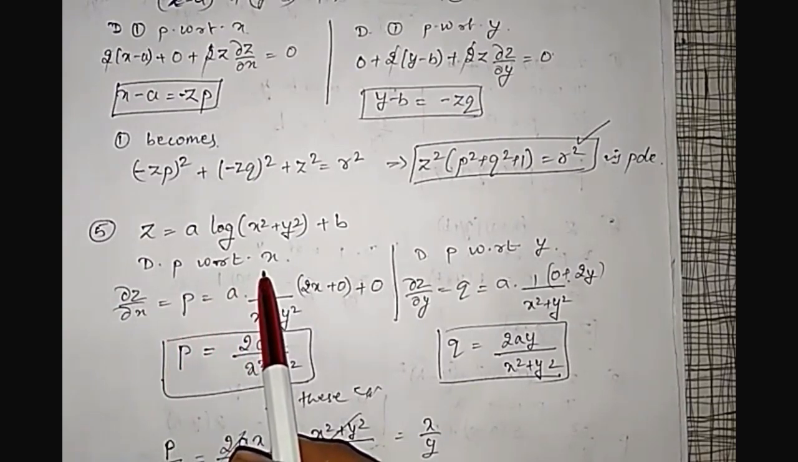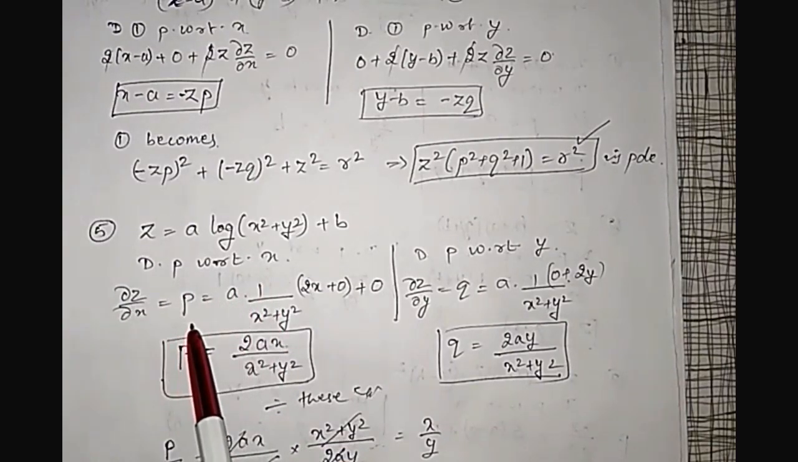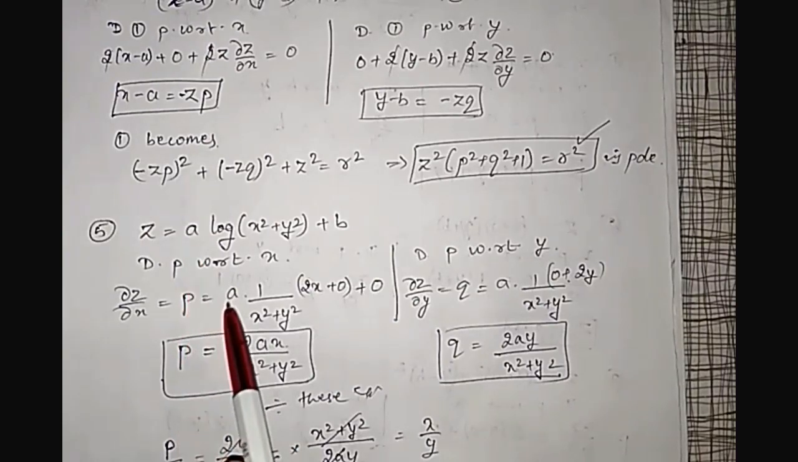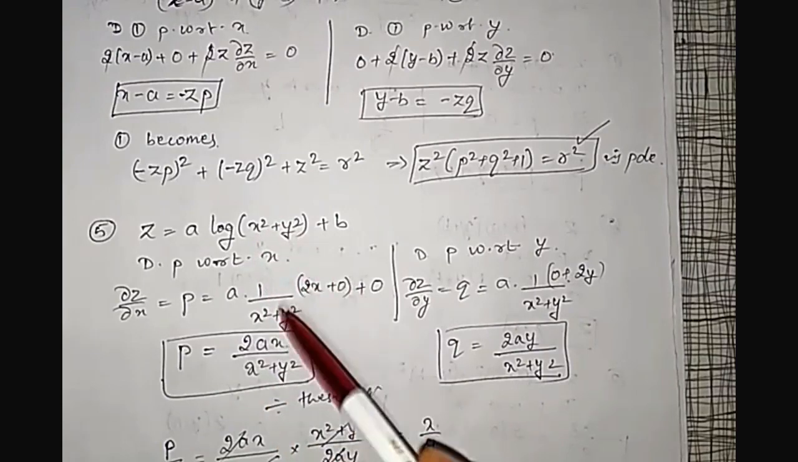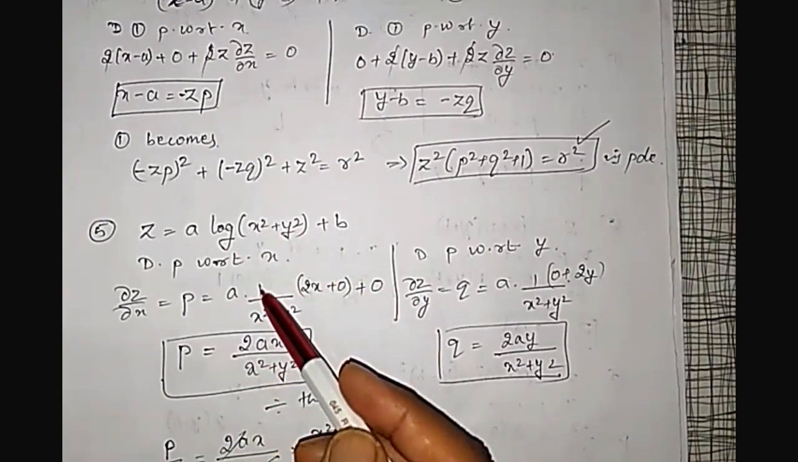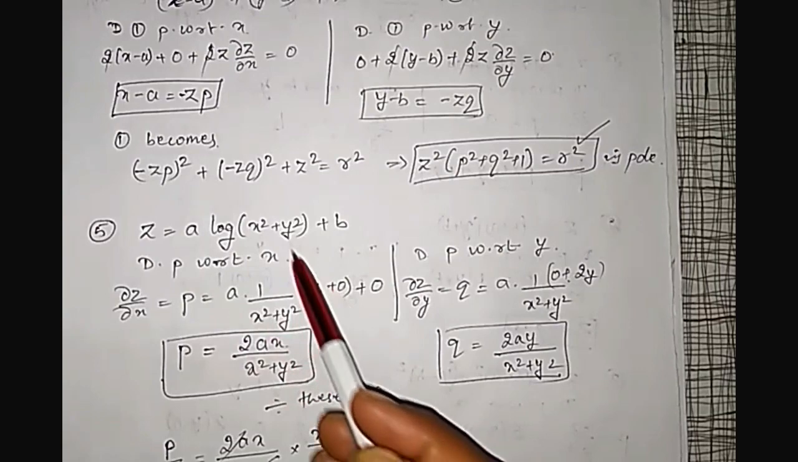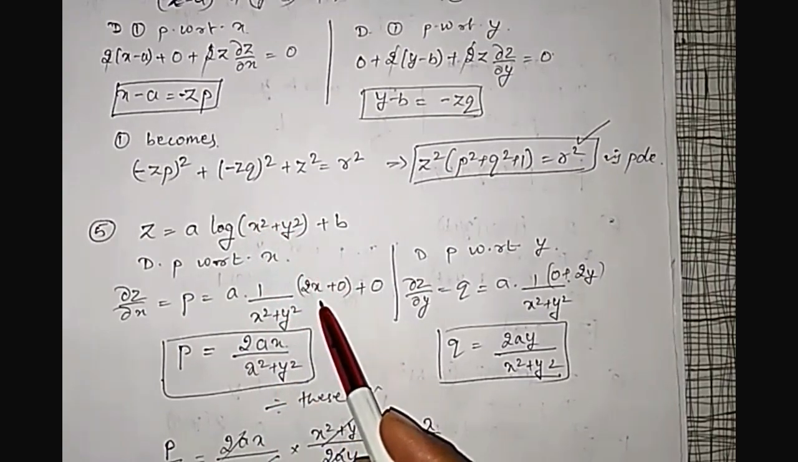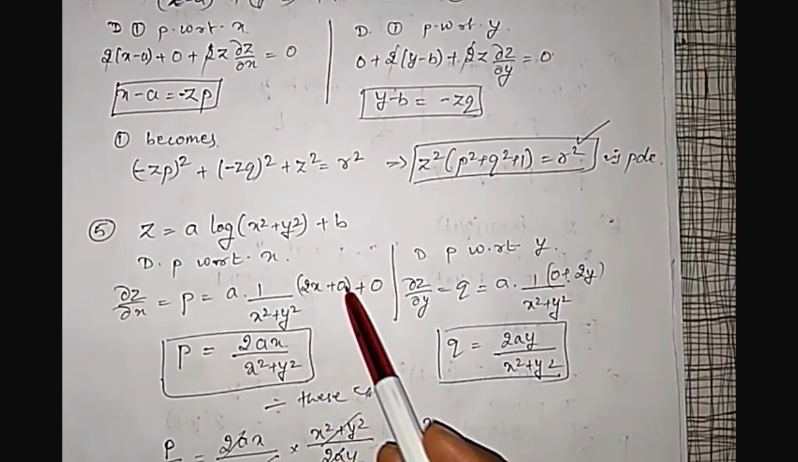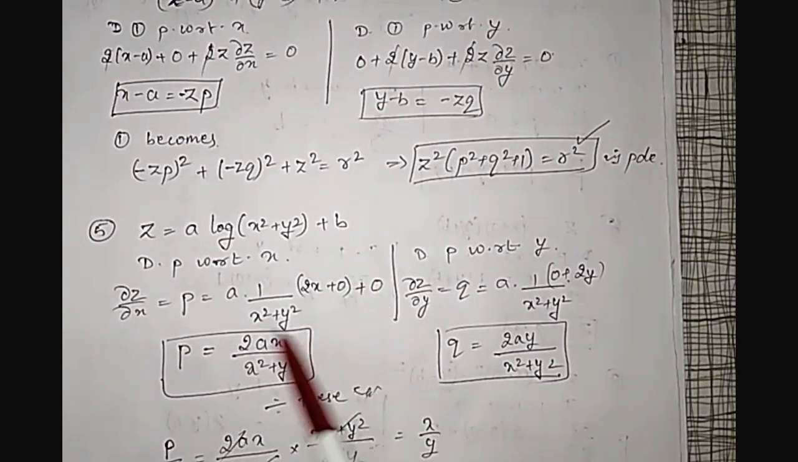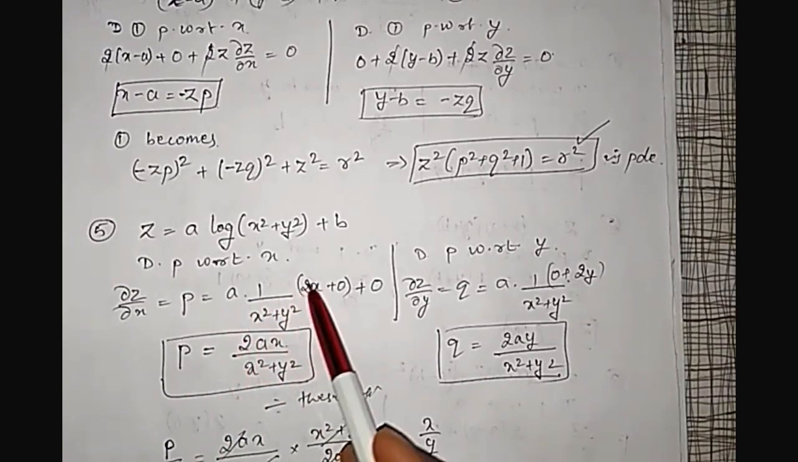Differentiating partially with respect to x, dou z by dou x will become p, and a is constant. Differential of log of x square plus y square is by chain rule, 1 divided by x square plus y square, and differentiating x square plus y square with respect to x again, differential of x square will become 2x. Differential of y square is 0, because we are differentiating partially with respect to x here, and differential of b is 0. Therefore, p equal to 2ax divided by x square plus y square.